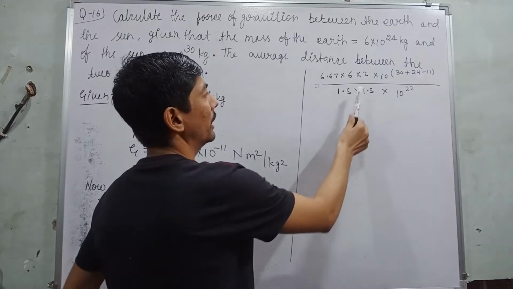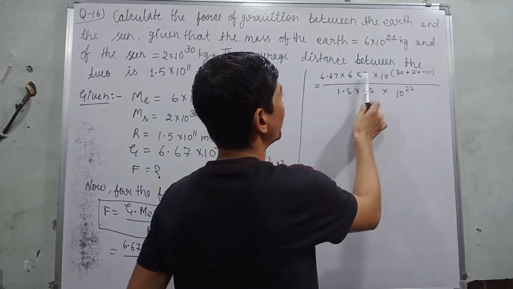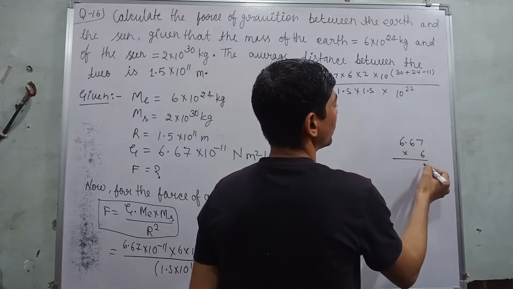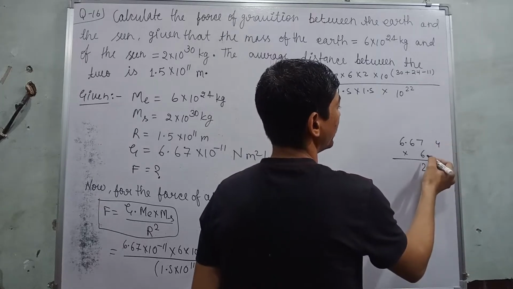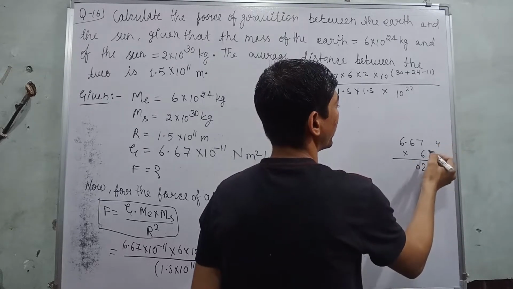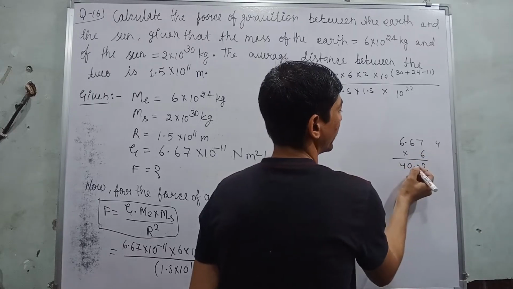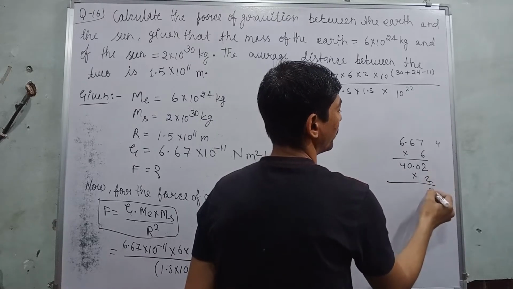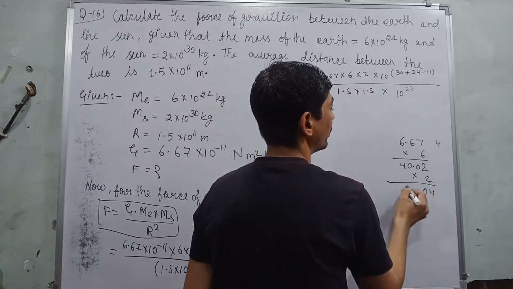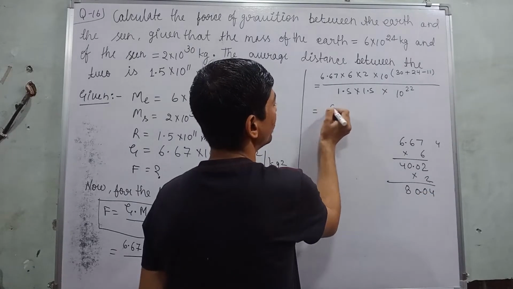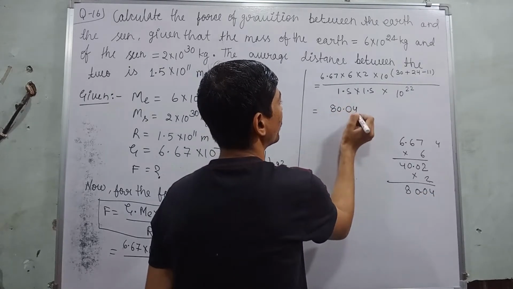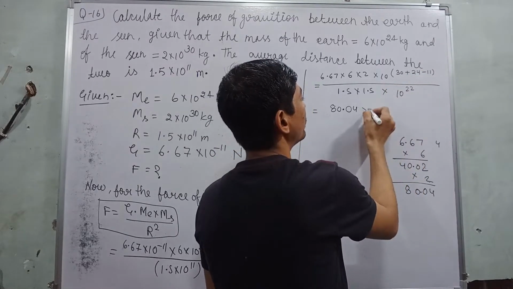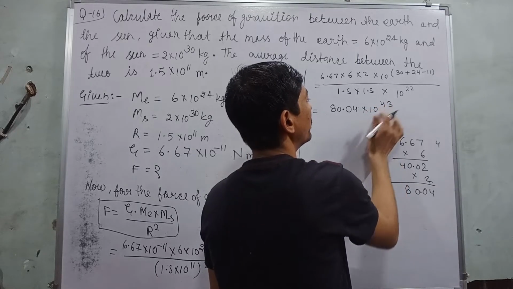You understand it? So now I multiply this. Now we multiply 6.67 into 6. 6 7s are 42, 4 carry, 6 6s are 36, 4 is 40, 4 carry, 6 6s are 36, 4 is 40. So here the point. Now we multiply by 2. 2 2s are 4, 2 0 is 0, 2 0 is 0. So here the point. So it will become 80.04. Okay. So 30 plus 24 becomes 54 minus 11 becomes 43. So 10 to the power 43.